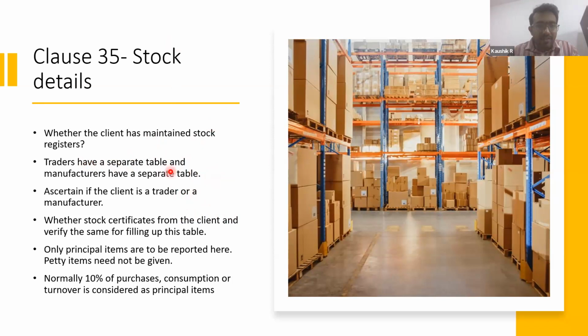So traders have a separate table and manufacturers have a separate table. In a few cases we may not be able to find the quantitative details, so we don't fill. That's right, Harshita. Sometimes you don't get the details, so you won't fill it. And also we'll apply the concept of principal items, and then you will start filling the table. Ascertain if the client is a trader or not, then accordingly choose the respective clauses. Verify whether the stock certificate from the client is received or not, and verify the same for filling up this table.